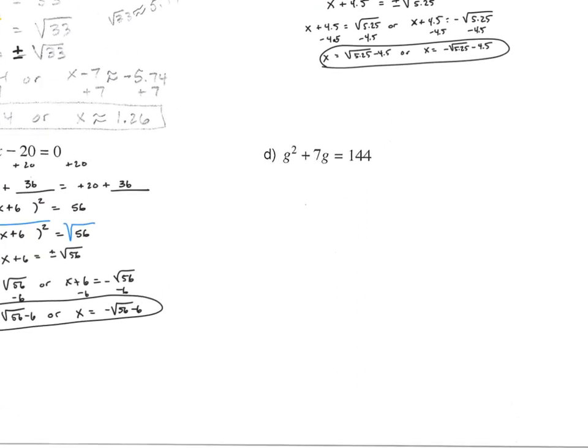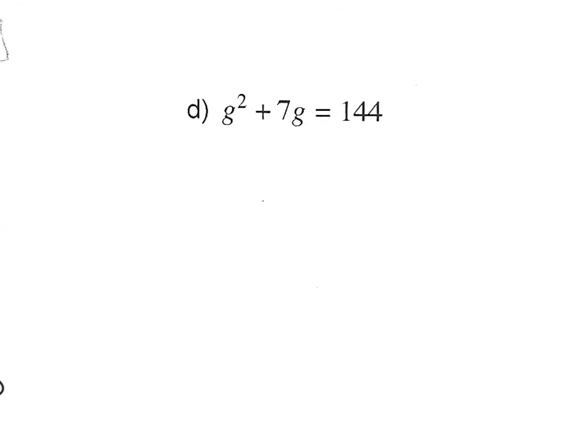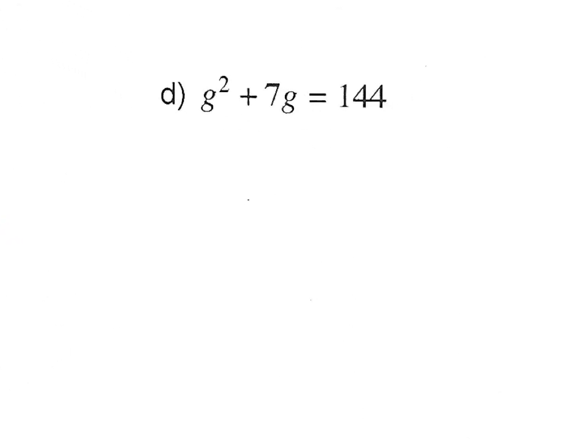Now, a lot of my students hate these fractions, but let's see. We're going to have g squared plus 7g plus some number c that we're going to calculate is equal to 44 plus some value. So c is going to be equal to 7 divided by 2 squared, which is going to be 49 over 4. And if I add it to both sides, I can leave it as a fraction.